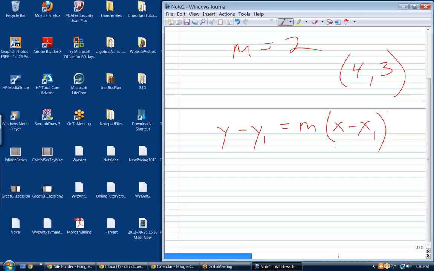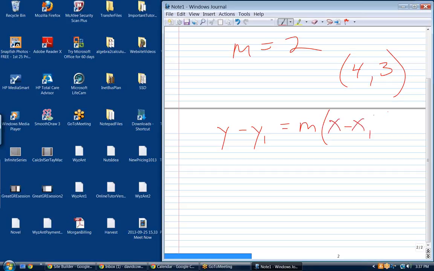Right. And if you ever forget this, notice that if we divide both sides by x minus x1, we end up with slope equals rise over run. So this makes perfect sense. It's just not usually memorized that way. It's usually memorized this way.